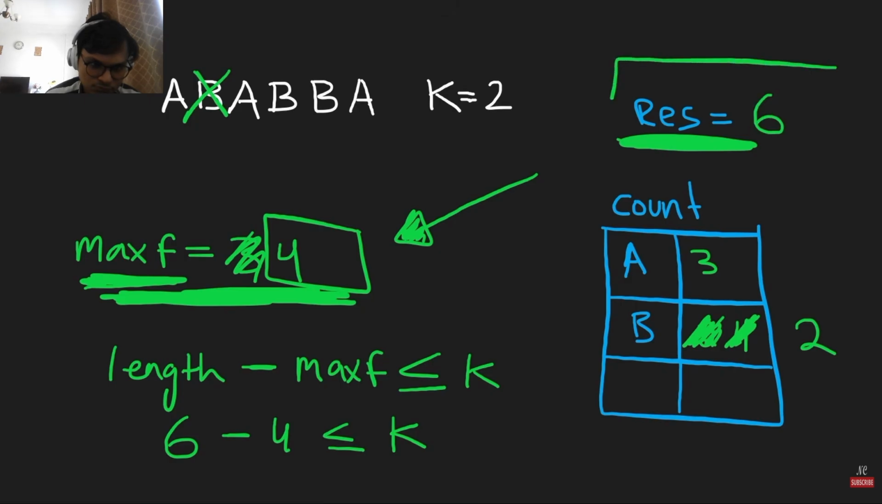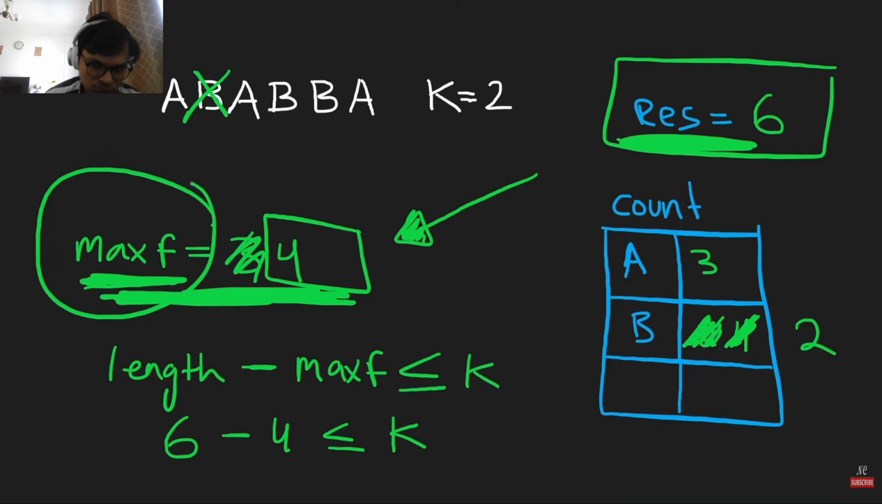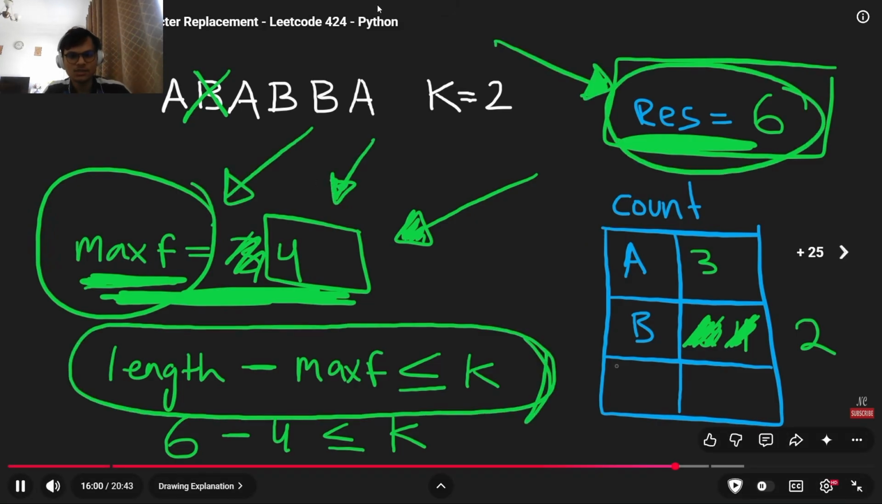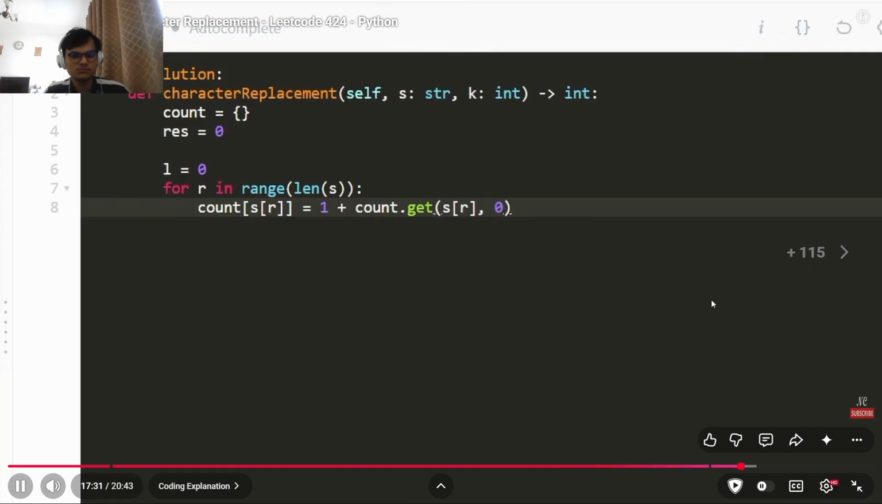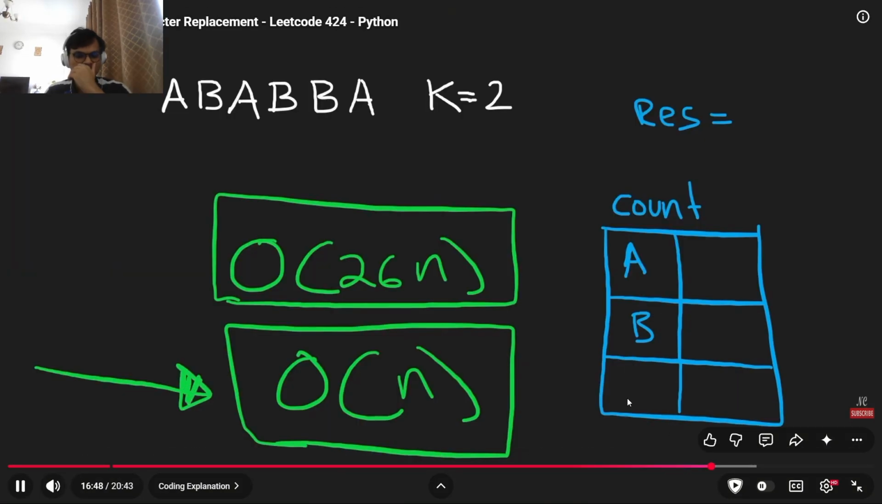If we're ever going to increase the result from 6 to another number, like for example 7, we would require our max frequency to increase. If it stays the same, we're just going to return a default value of 0. That's a more optimized solution.